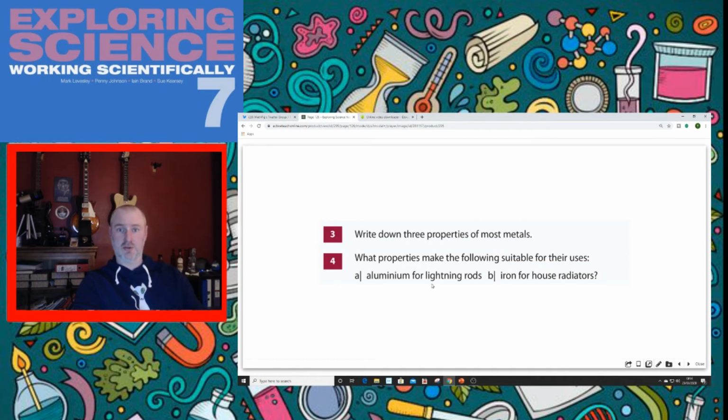I'd want it to be a good conductor of electricity. First of all, definitely a very good conductor of electricity. And I'd want it to be relatively light as well. If it's something that I'm going to want to stand up as a thin rod, I'm going to bolt it to my house, how am I going to get it up there? I want it to be a fairly light metal. But the main one for that one is absolutely that it's a good conductor of electricity.